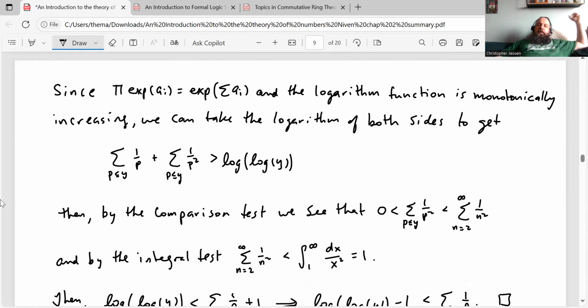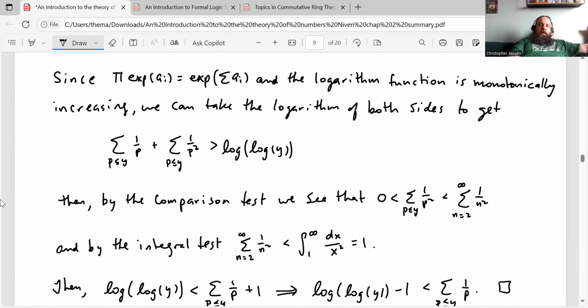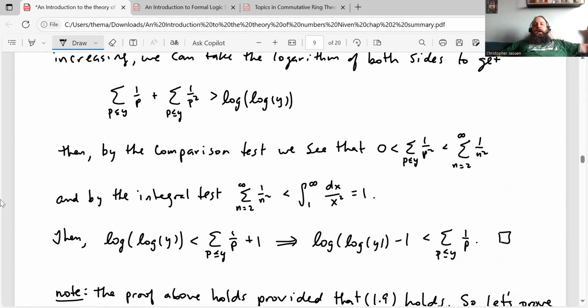And since the logarithm is monotonically increasing, we can take the logarithm of both sides of the inequality above to get the sum over p less than or equal to y of 1 over p, plus the sum over p less than or equal to y of 1 over p squared, is greater than log of y. Then by the comparison test, a convergence test that you learn in Calc 2, we see that 0 is less than the sum over p less than or equal to y of 1 over p squared, which is less than the sum of 1 over n squared, going from 2 to infinity.